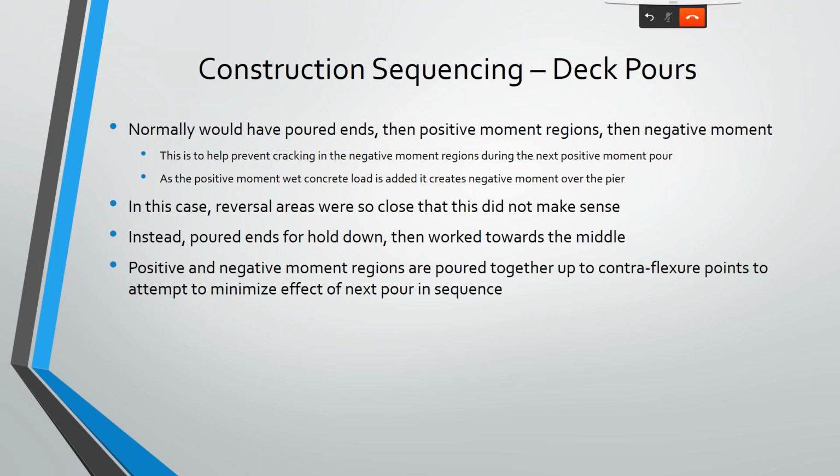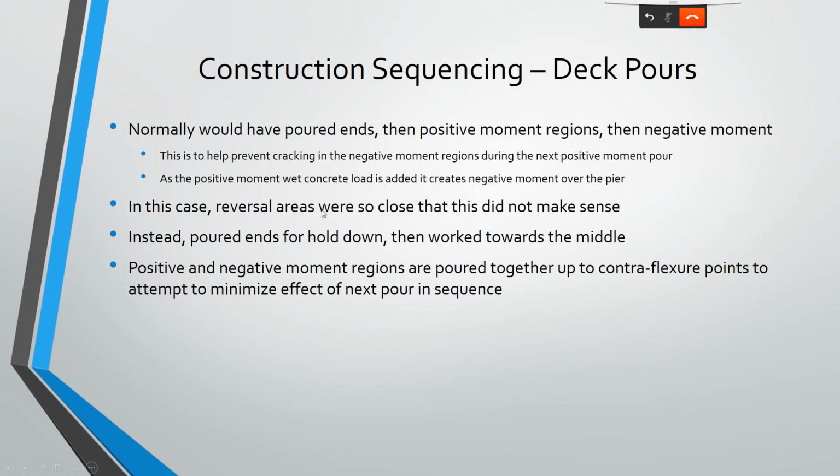Normally we would pour the ends first, then positive moment regions, then negative moment regions. The reason for this is you want to prevent cracking in the negative moment region or loss of concrete in the negative moment region during that positive moment pour. When you pour the positive moment on two sides of a pier, you're going to get strain over the pier, which would separate that deck pour or pull apart a previous deck pour that you don't want to have happen, particularly in the early stages of the concrete setup. So that's really why we care about that.